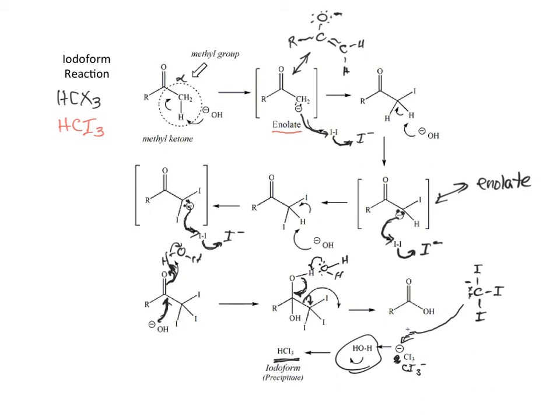So if you do this reaction and you get a light yellow precipitate, that is a presumptive test that says I started out with a methyl ketone. So synthetically, this reaction is a way to make a carboxylic acid out of a methyl ketone, to remove the methyl group. But it is also a test that we can use for the presence of a methyl ketone in a sample.